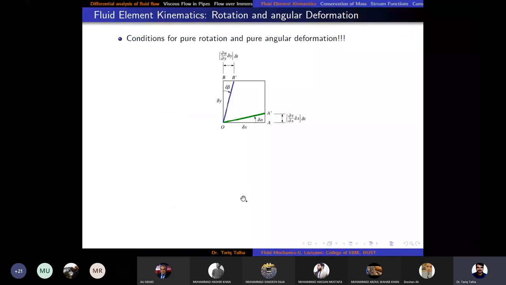As I have discussed, in case of rotation without angular deformation, partial U by partial X would be equal to minus partial V by partial X. So it means that if this is going this way, it should also go this way. So partial U by partial Y should be equal to minus partial V by partial X, because here partial V by partial X is shown in the clockwise direction. So in order to have rigid body motion, it should have negative value, because it should go in the counterclockwise direction, as I showed on the whiteboard.